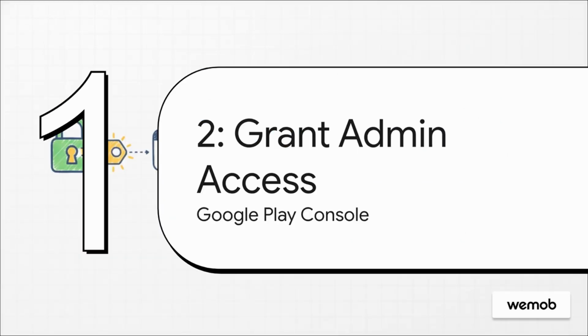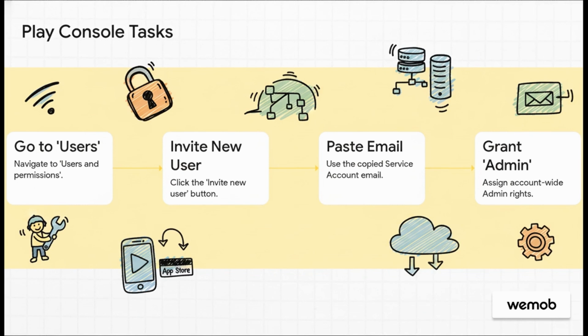Okay, you've got that email copied to your clipboard, right? Perfect. It's time to switch gears a bit. For part 2, we're leaving the Cloud Console behind and jumping over to your Google Play Console. You know, the main hub where you manage your apps. So here in the Play Console, our whole goal is to invite that service account we just made and give it the permissions it needs to do its job. We'll just go to the user settings, invite it using that email we copied, and grant it admin rights.